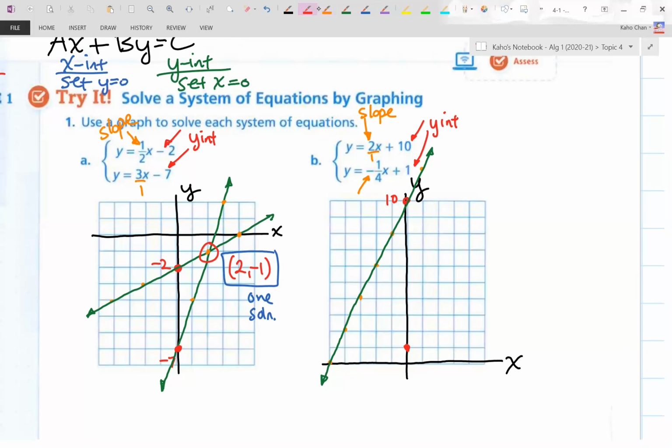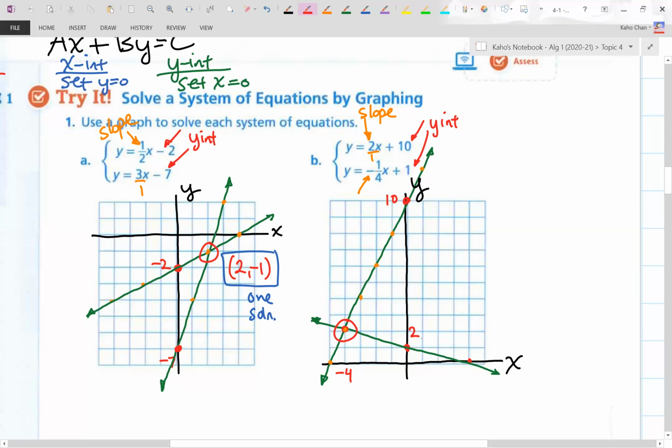So let's do -1/4 first, down 1 over 4. Okay, versus up 1 over -4. It's the same line. There it is. There's my intersection. Bam. That particular intersection is -4, +2. And that's your answer.